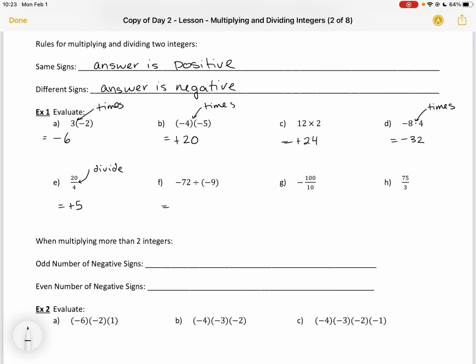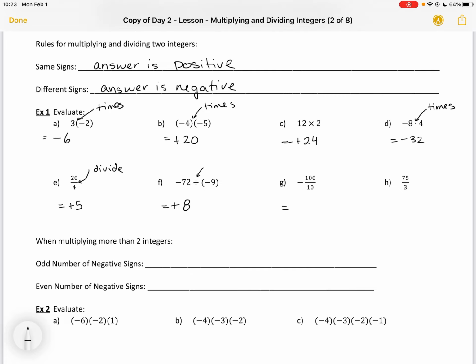Next example, again, dividing two numbers that have the same sign. They happen to be negative. That means that my answer is going to be positive. 72 divided by 9 is 8.